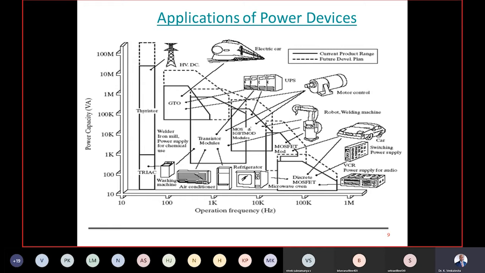But when you handle more power, I cannot select a high switching frequency. It will come somewhere at 50 hertz only. You can see the thyristor HVDC line, the very first vertical line. There the frequency is 50 hertz, and there I'm handling more power. What kind of switches do I have to use? Definitely my thyristor family members.